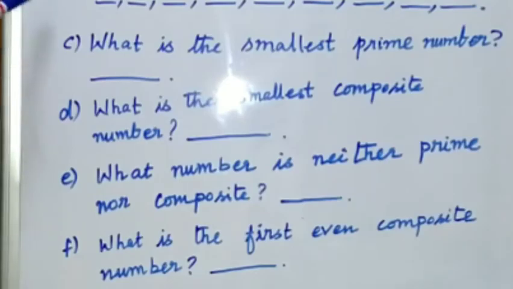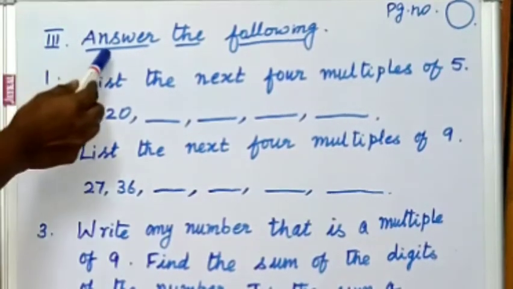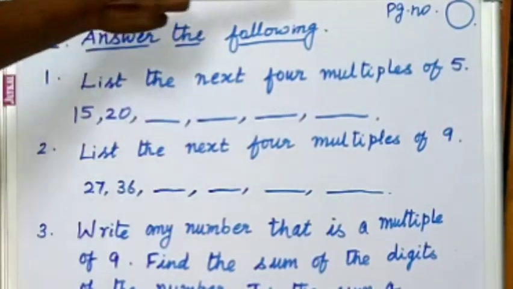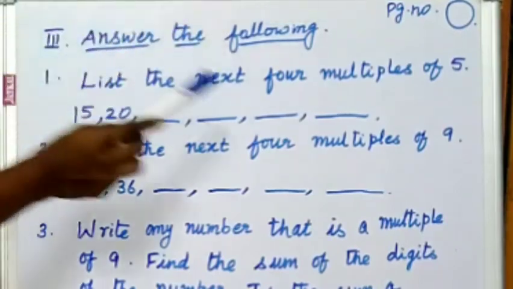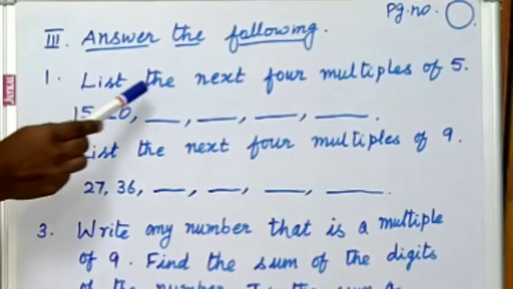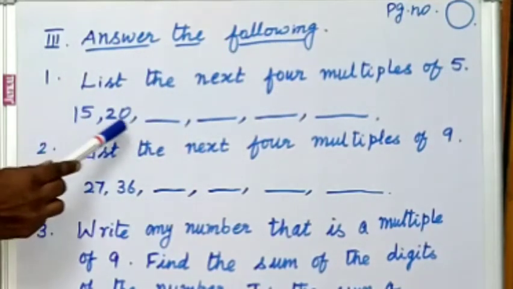If you have space on the page, continue the next Roman letter on the same page. Otherwise, take the next page and write Roman letter III: Answer the following. At the end of the first line, you have to write the page number at the top right corner of the page. Then, after writing the third Roman letter, leave one line and write number 1: List the next 4 multiples of 5.